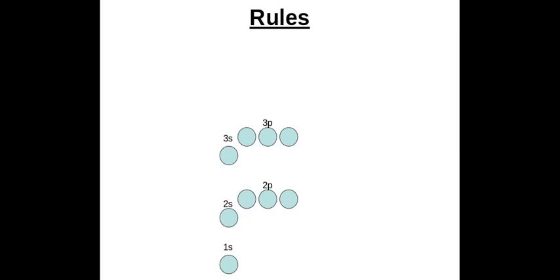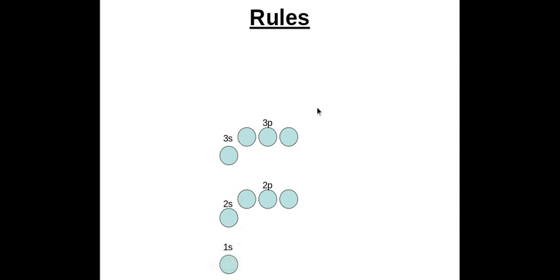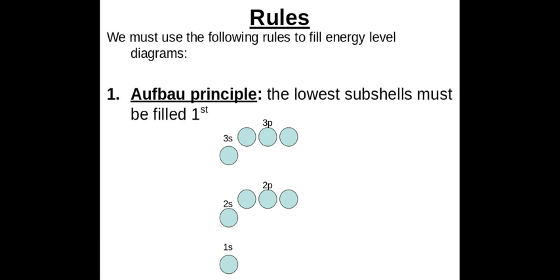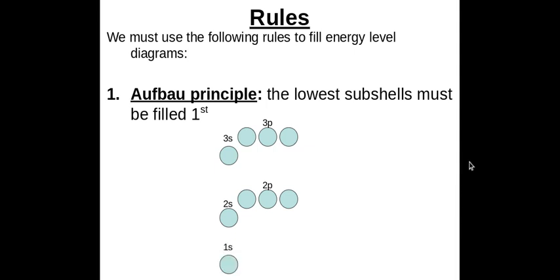So the rules for putting electrons into these spaces. Here we have level 1, level 2, level 3, and I haven't finished off with level 3D, and we'll talk about that a little bit later. There are a few rules that we need to follow when we're putting electrons into these areas around the nucleus. The first one is the Aufbau Principle, and it says that the lowest subshell must be filled first. Electrons want to go to their ground state, so they will always go down to the lowest energy level that is available. So we're going to start putting electrons there first.